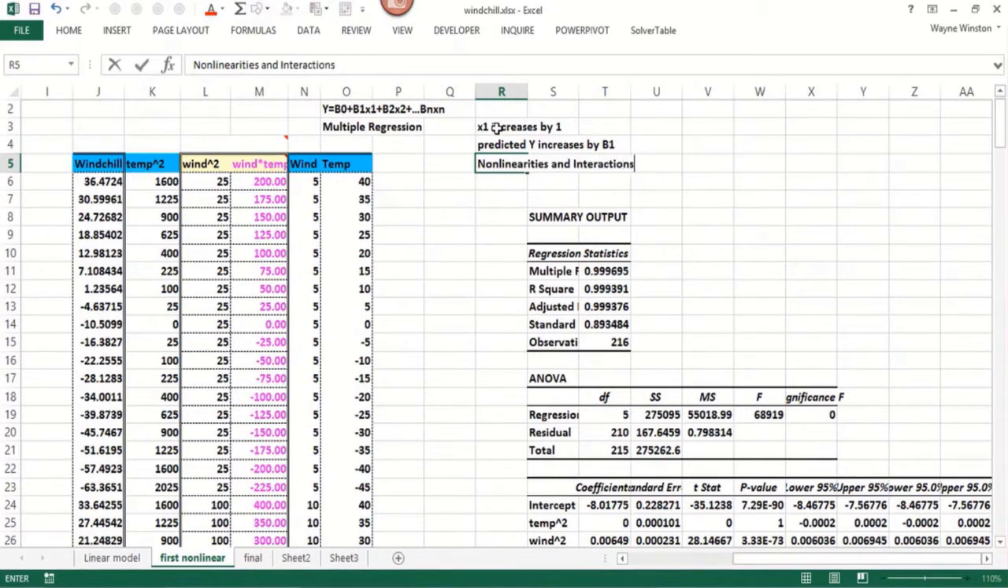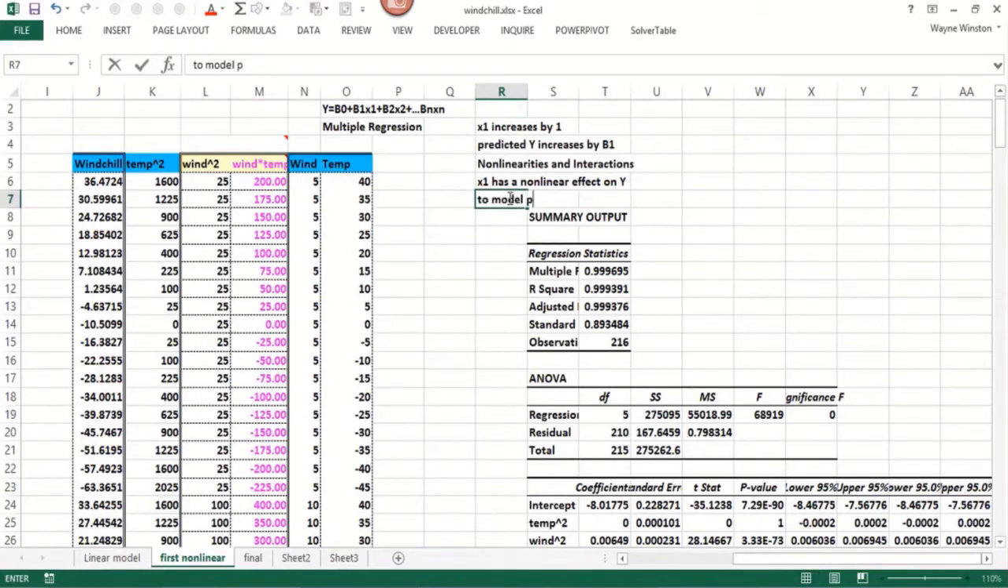So a nonlinear effect: x1 would have a nonlinear effect on y if basically you don't have this constant slope. In other words, if x1 increases by 1 when x1 is small, the effect would be b1, and if x1 is big, the effect might be something different. Okay.